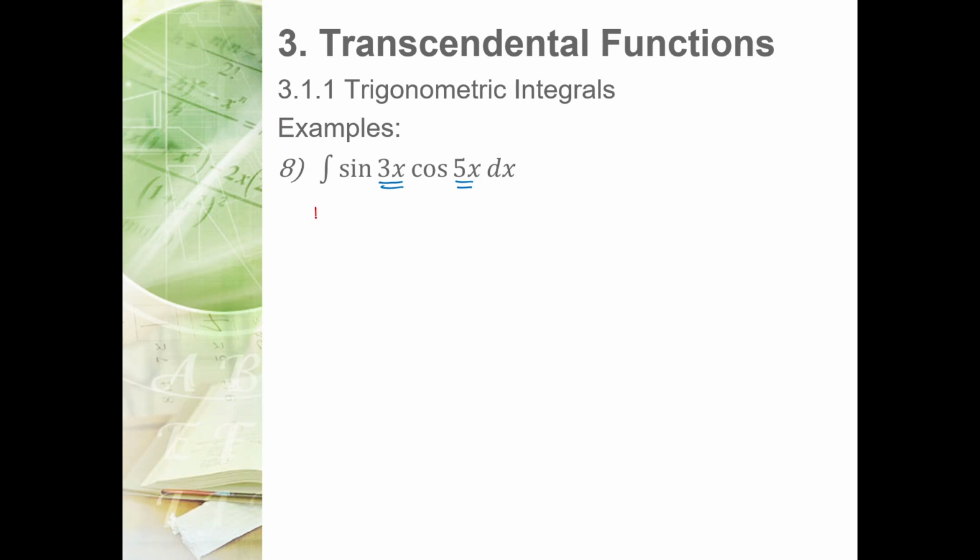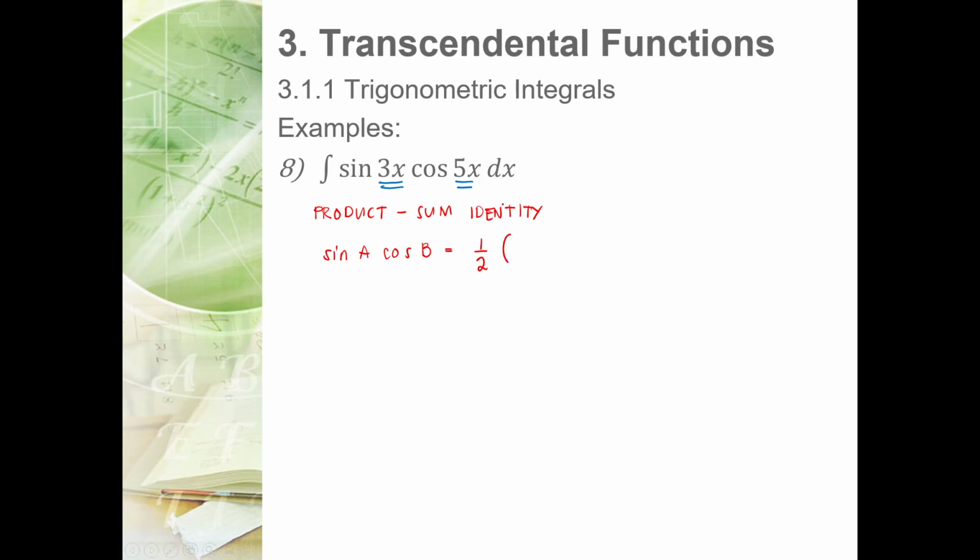So product to sum. So product to sum identity. If you try to look it up on your search bar, it's going to be sine A cosine B and then equal to 1/2.